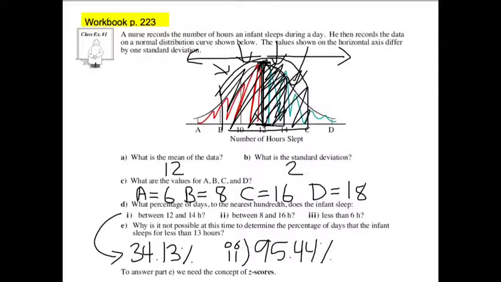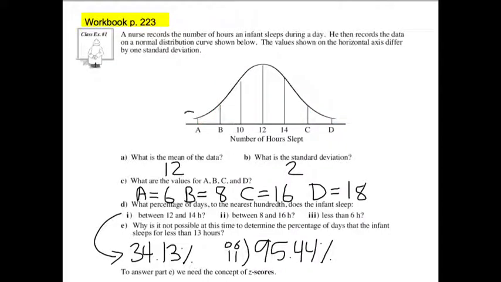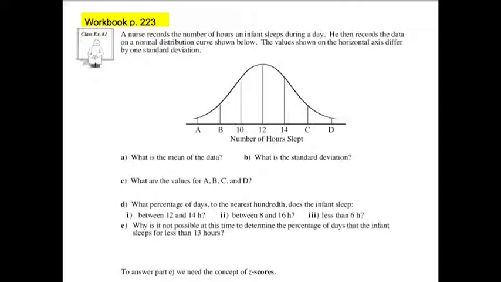95.44%. As for 6 hours, that would be this little part right here, right before the A. On your standard normal distribution chart, that's going to be about 0.13%.